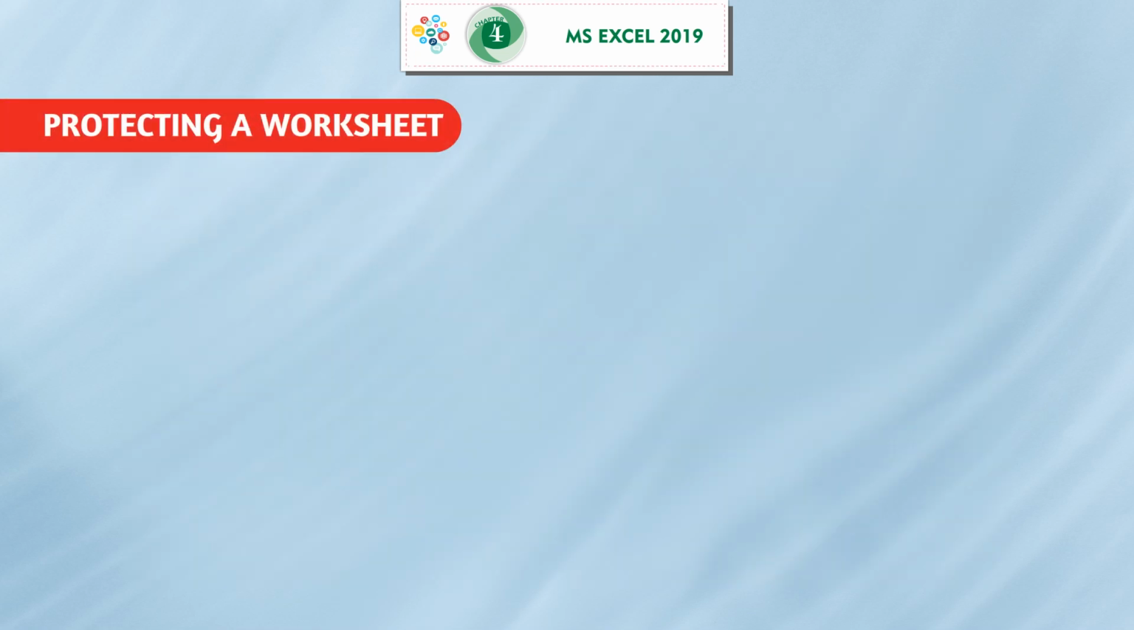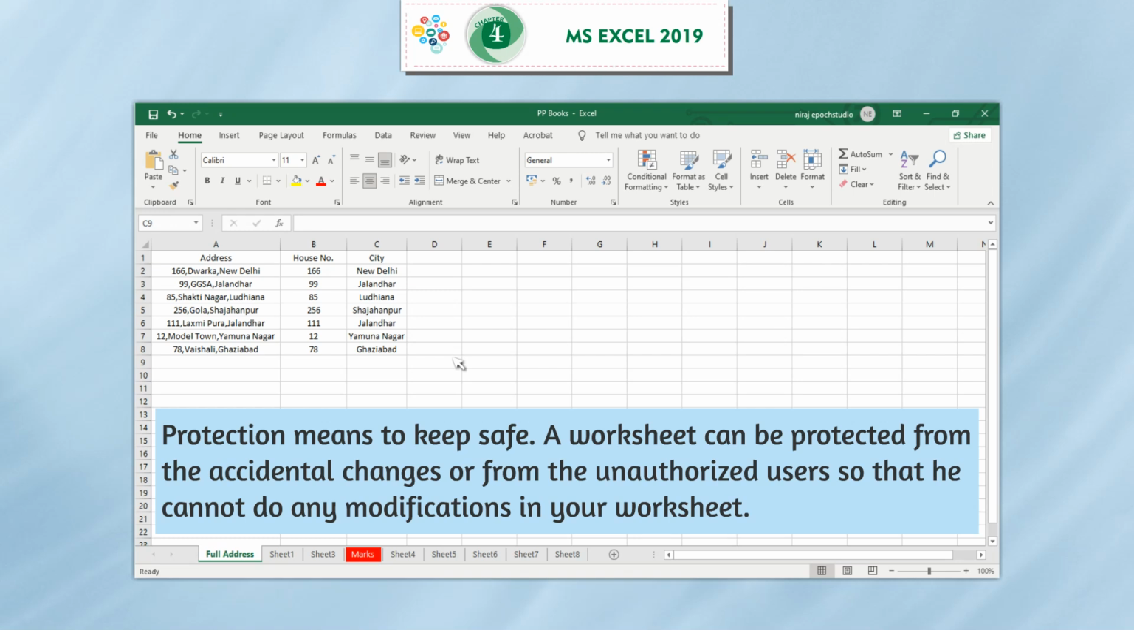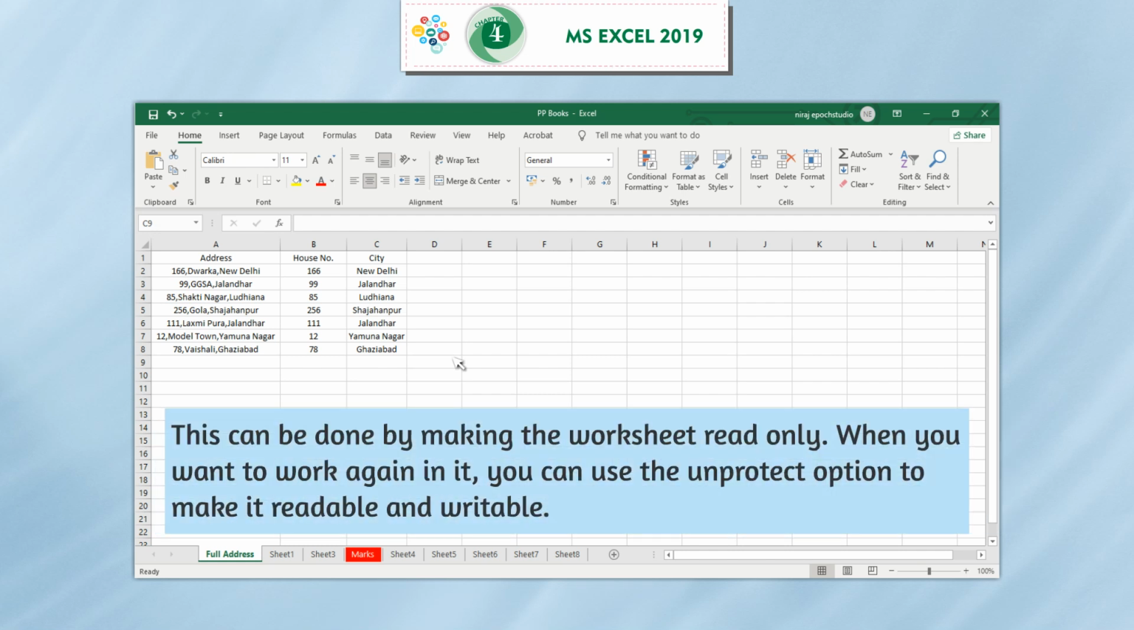Protecting a worksheet. Protection means to keep safe. A worksheet can be protected from the accidental changes or from the unauthorized users so that they cannot do any modifications in your worksheet. This can be done by making the worksheet read-only. When you want to work again in it, you can use the Unprotect option to make it readable and writable.